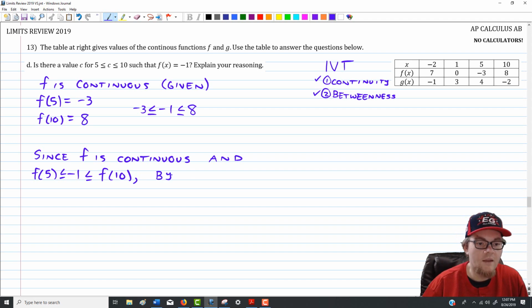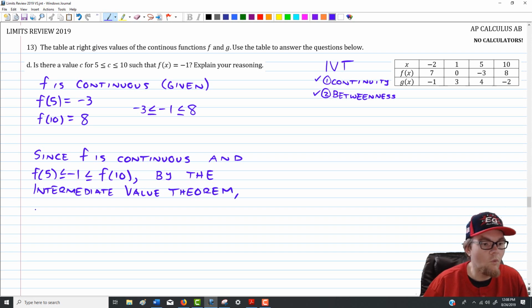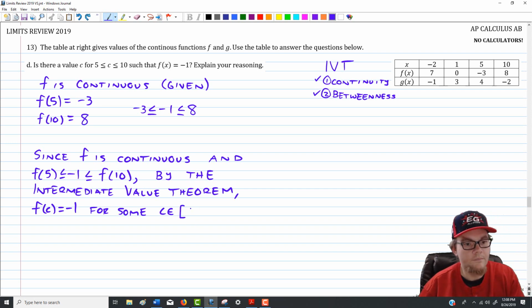We can then say, by the intermediate value theorem, and I'll write it out one time because I've been shorthanding it so far, by the intermediate value theorem, we now know f of c equals -1 for some c in that interval, which was from 5 to 10.